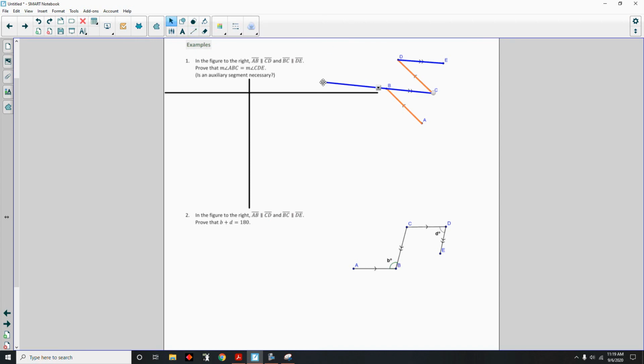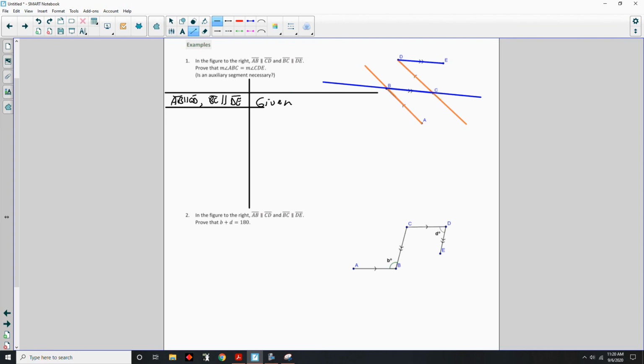So let me extend it so you can see it better. So if we extend that, and if we extended the parallel lines, let's try this. Okay, now can you see that DC extended and BA are parallel and BC is a transversal? So let's start the proof with our given. So we say segment AB is parallel to CD and BC is parallel to DE. Reason, given.